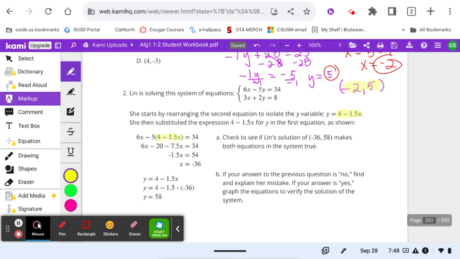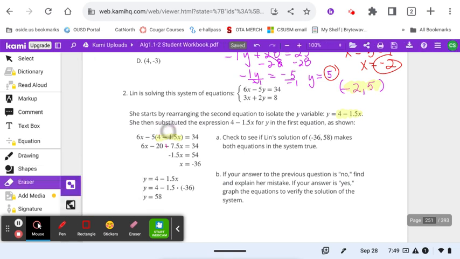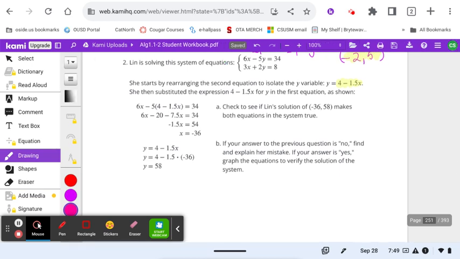Then we go to watch the next step, the distribution. Negative 5 times 4 is negative 20. Negative 5 times negative 1, oops, this should have been a positive. So first of all, just in glancing at the work, I'm already noticing that I think that there's an error. So to check to see if Lynn's solution is correct, what if I make an error like that when solving? How could I go back and check my work?